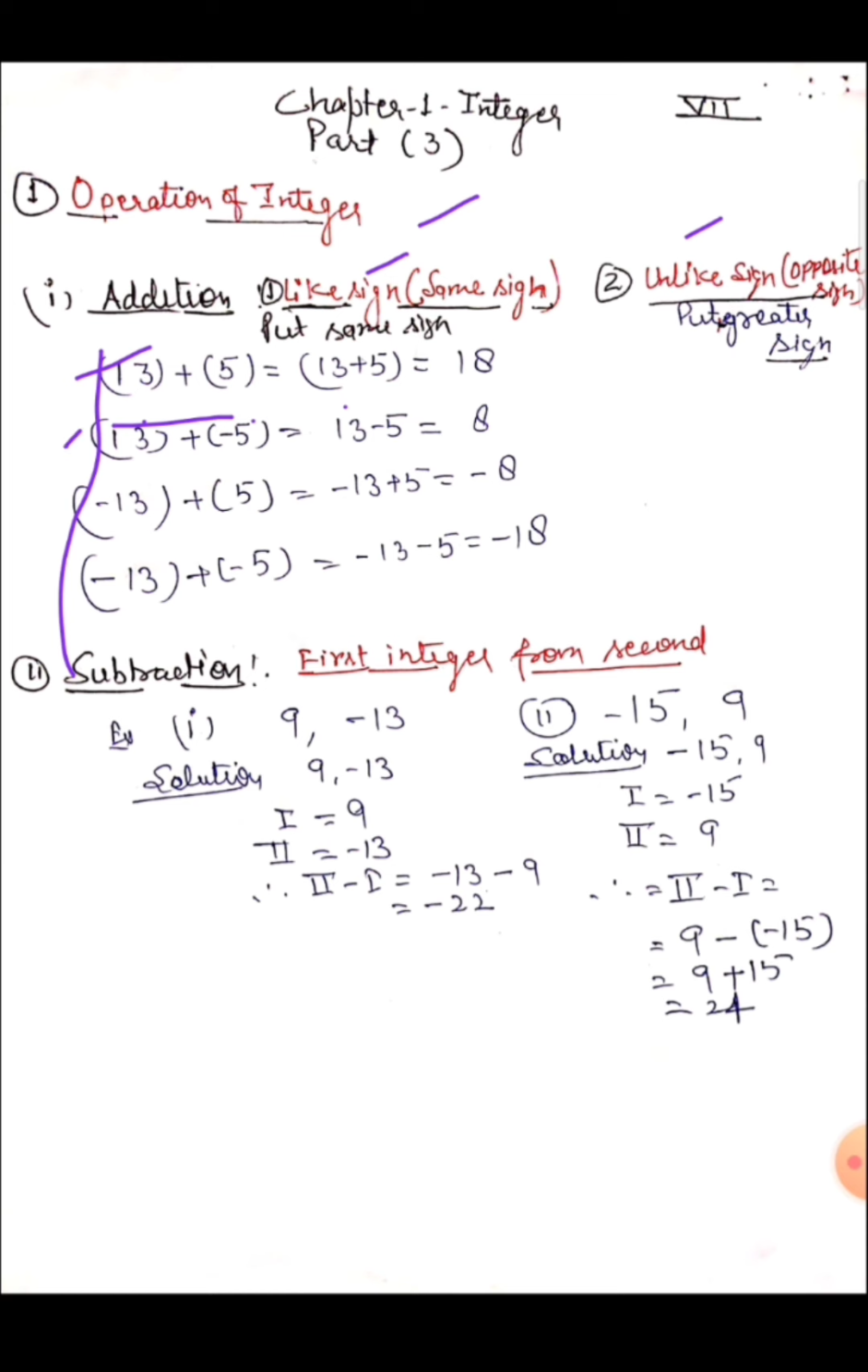In the second case, the first number is positive and the second number is negative. How can we add these types of questions? Firstly, match the sign. The first is plus, the second is minus. So both are different signs, both are unlike signs. Unlike sign means difference. Find the difference of the given numbers. 13 minus 5 is 8. And then at last we put the greater number's sign in the answer.